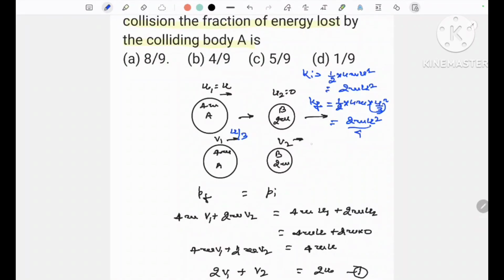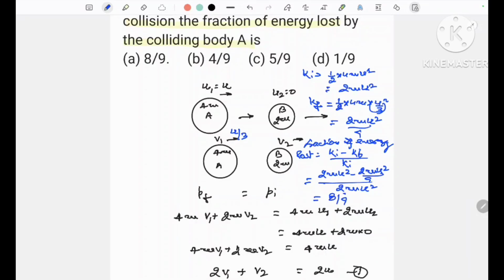Fraction of energy lost is initial minus final kinetic energy divided by initial kinetic energy: 2m u square minus 2m u square by 9, upon 2m u square. This comes 8 by 9. Hence A is correct option.